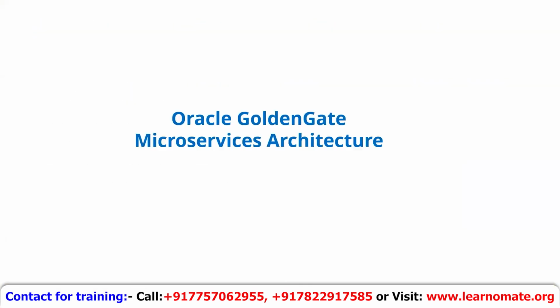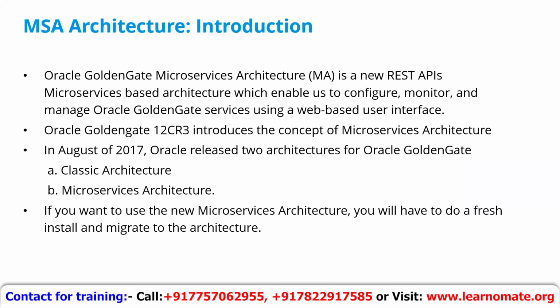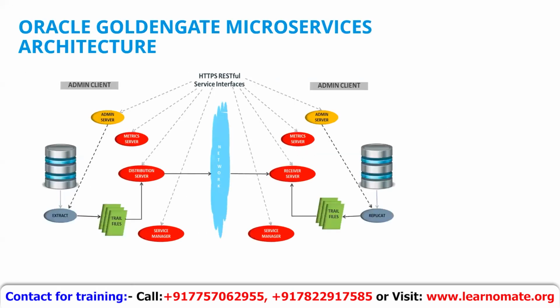Okay. Now let us see the microservices architecture. The microservices architecture is a REST API based architecture which enables us to configure, monitor, and manage Oracle GoldenGate services using a web-based user interface. Oracle GoldenGate 12c R3 introduced the concept of microservices architecture.